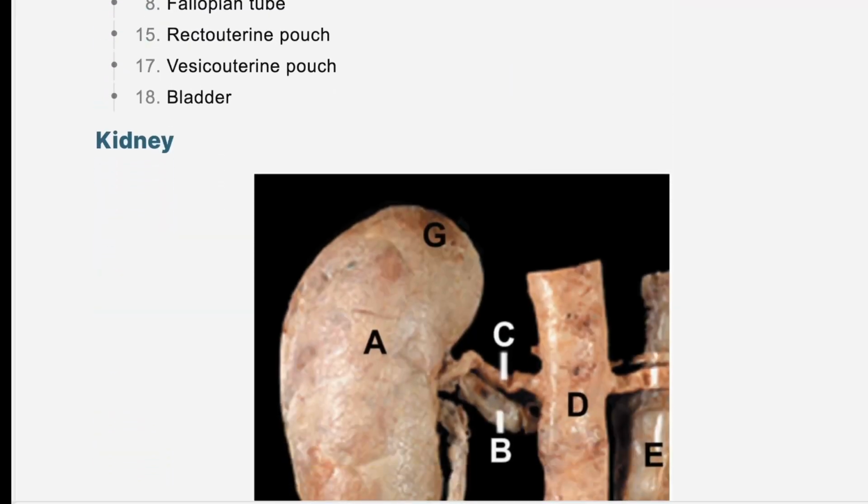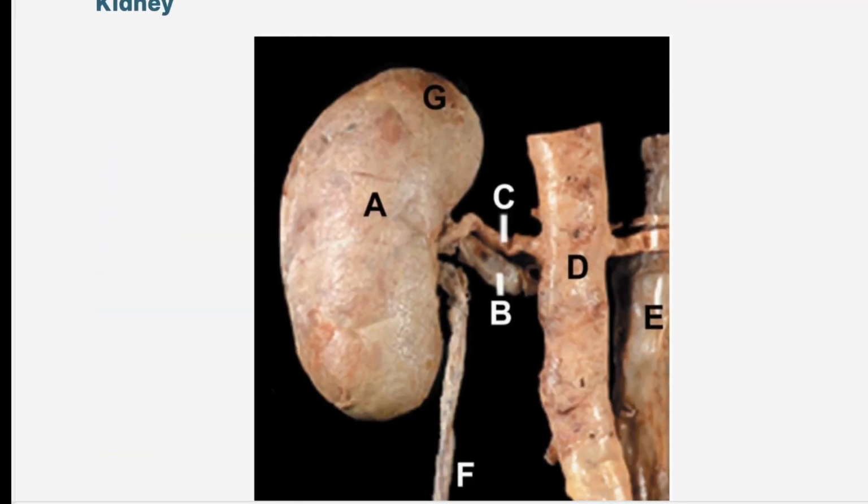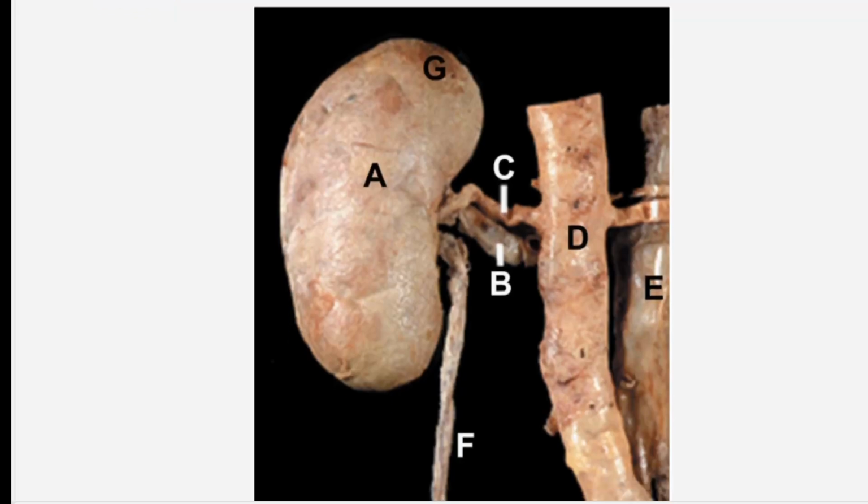That's the kidney. We need to identify a few structures. So G, this is an impression for the adrenal gland. And A, we're talking about the kidney itself. We're looking from the posterior surface of the kidney. And we have D as the abdominal aorta. And E is the inferior vena cava. C, that looks like the renal artery. And B is the renal vein. And F is the ureter.